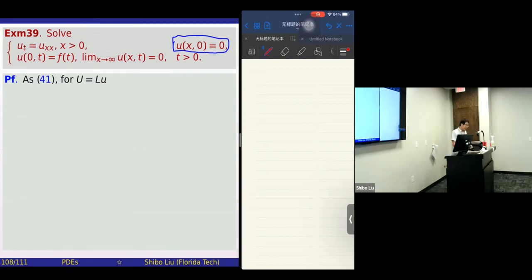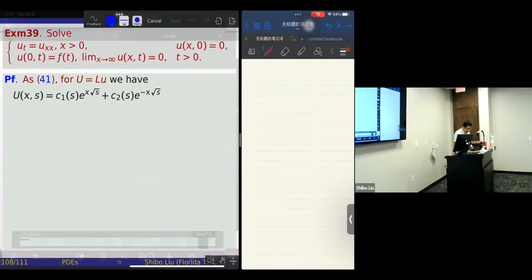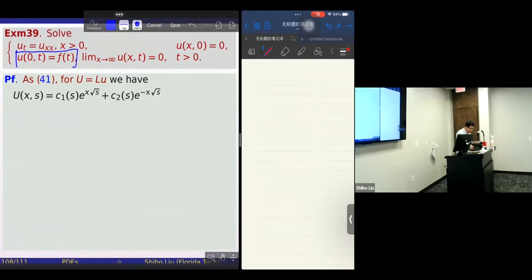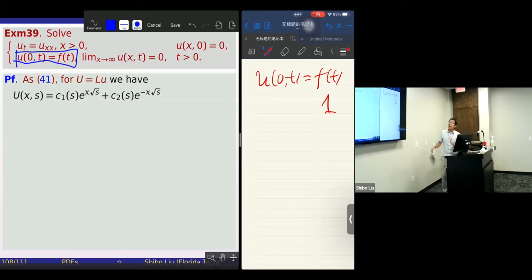So because of this reason, we should take the Laplace transform with respect to t. Then denoting the Laplace transform by capital U, everything is the same as in the previous example. This example and the previous one only differ at this point: u(0,t) equals f(t), while in the previous example this is 1. So up to where we apply this condition, everything is identical. Applying the Laplace transform to the equation, we have an ODE, and we can write the general solution of the ODE. That's easy.